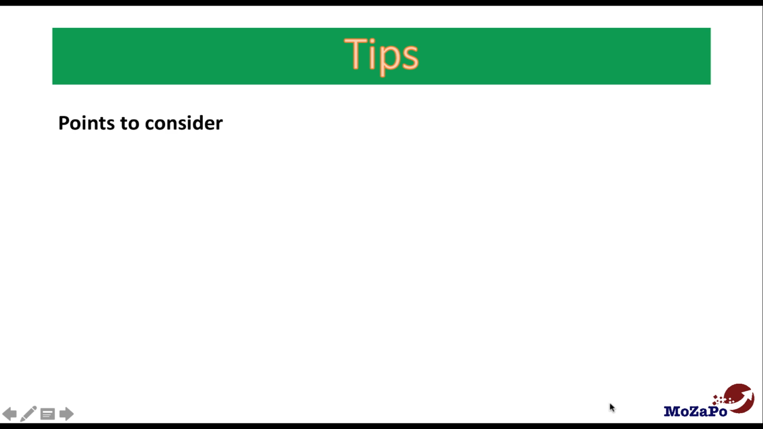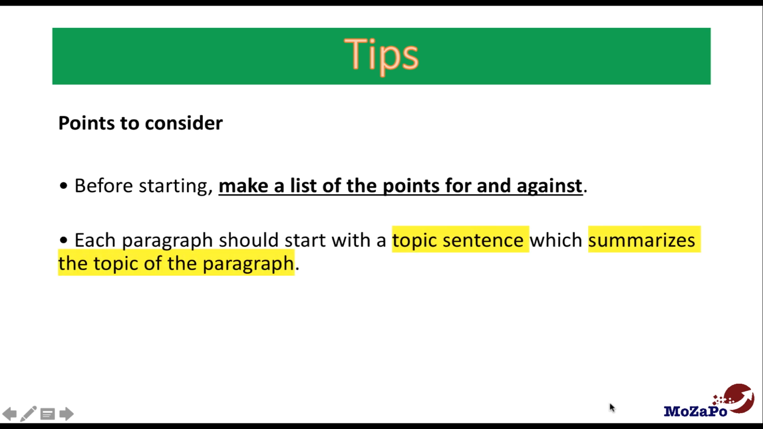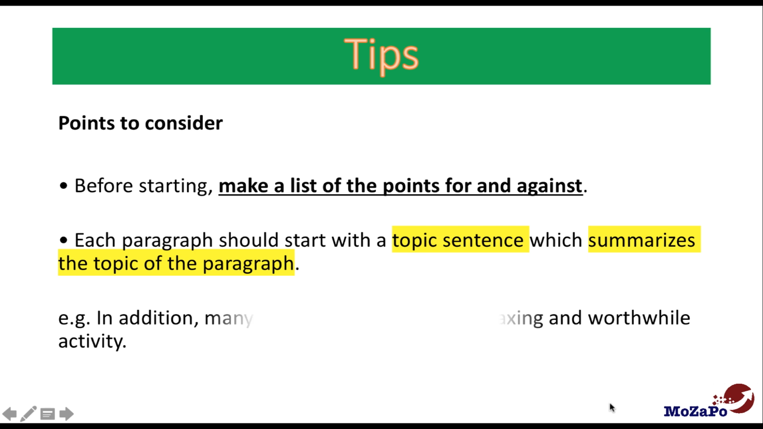Now, let's check some tips together. There are some points that you have to consider. Before starting, make a list of the points for and against about the topic that you're going to write about. Each paragraph should start with a topic sentence which summarizes the topic of the paragraph.